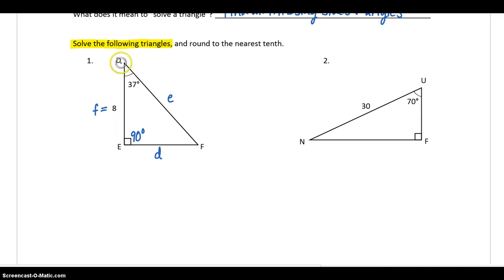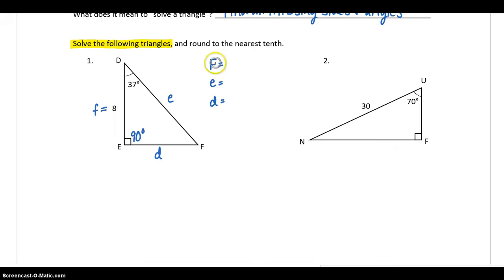So since they've given us angle D, angle E, and side F, it looks like there's just 3 other pieces of information we need. We need angle F, side E, and side D. So that's what we're going to be solving for in this first problem.